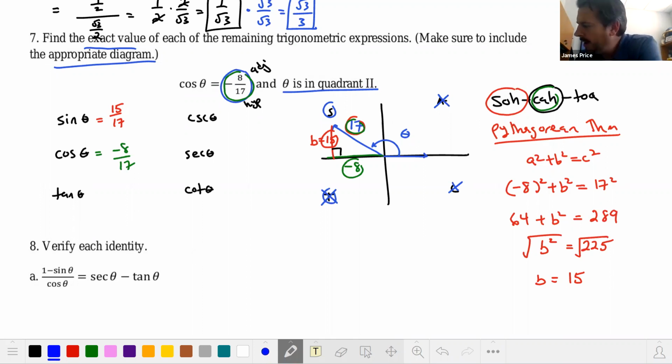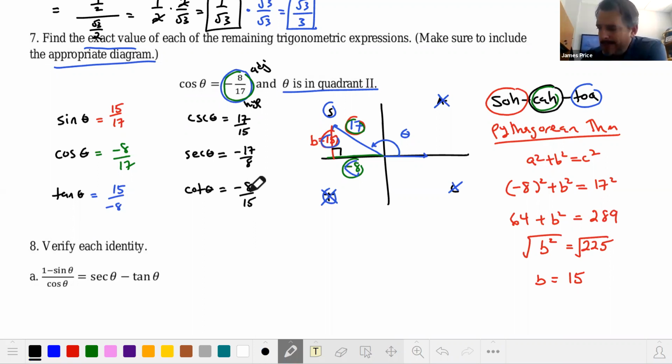And then the TOA tells us what the tan is going to be equal to. It's the opposite over the adjacent, so 15 over -8. And the rest of these we get for free because they're just reciprocals. So the reciprocal of 15 over 17 is 17 over 15. It's the reciprocal of the sine of theta. The secant theta is the reciprocal of the cosine of theta, so it's -17 over 8. And finally, the cotangent theta is just the reciprocal of tan theta, so it's -8 over 15. And we're all done. All right, moving on to number 8.